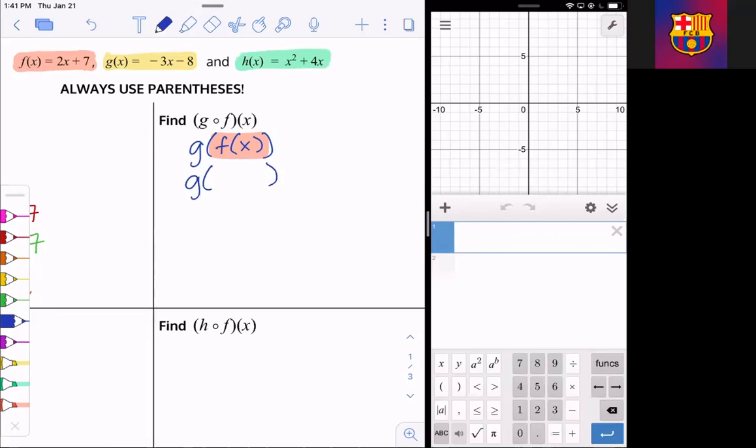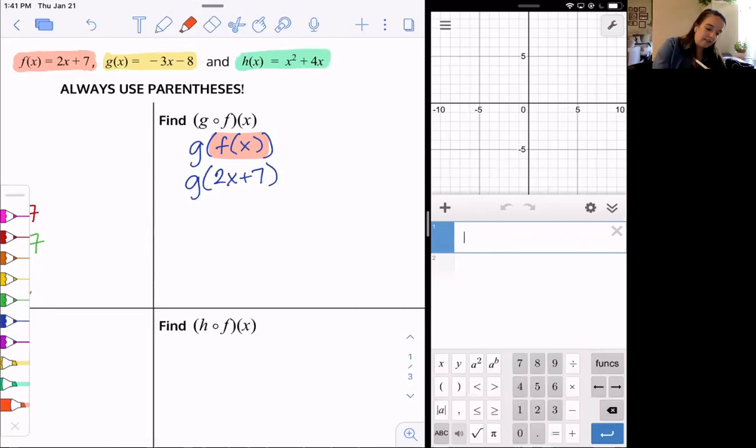2x plus 7. Yeah, absolutely. 2x plus 7. Thanks, Tony. 2x plus 7, for sure. I'm taking out the f of x and I'm putting in 2x plus 7. Yes, thank you, David. Thank you, Naomi, in the chat.